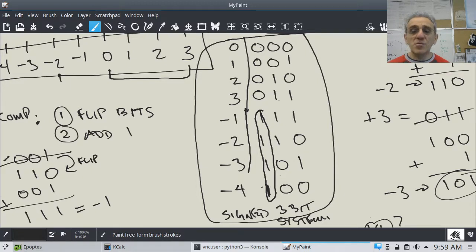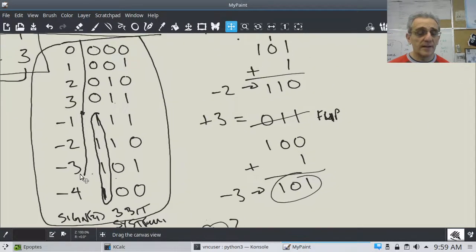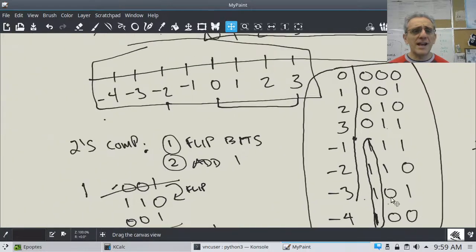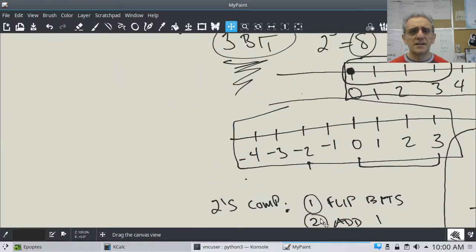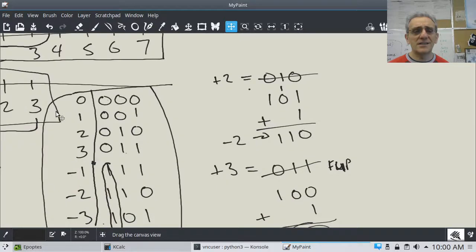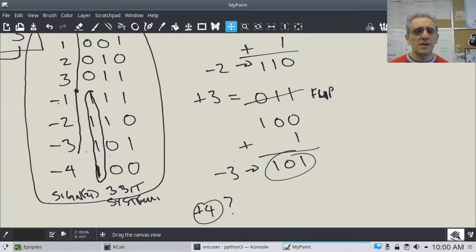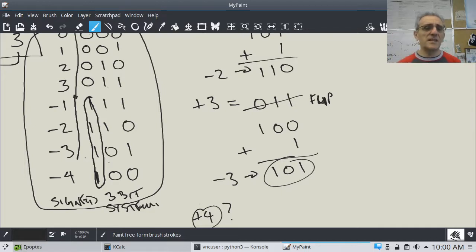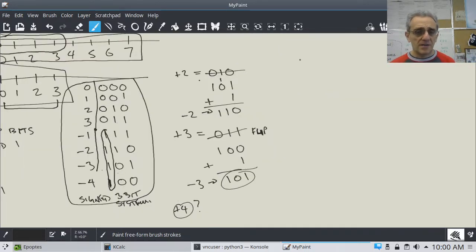Now that we have created this signed system, let me move this over a little bit. I think the question I had before was 7 minus 4, but that's okay. How about we do something different here? Let's try dealing with this system here. How about we say something like 2 minus 4.